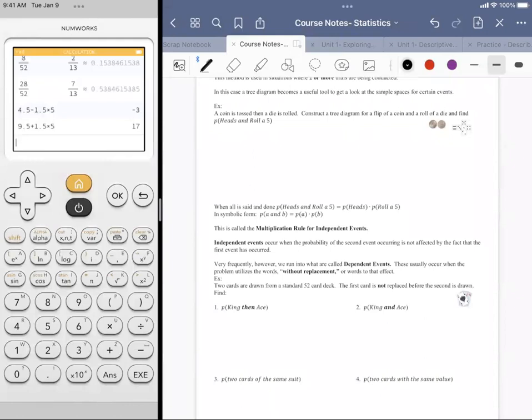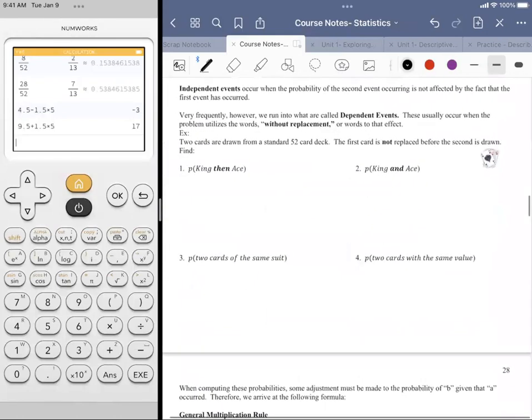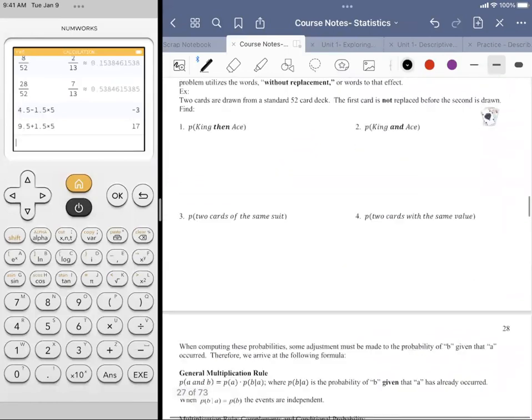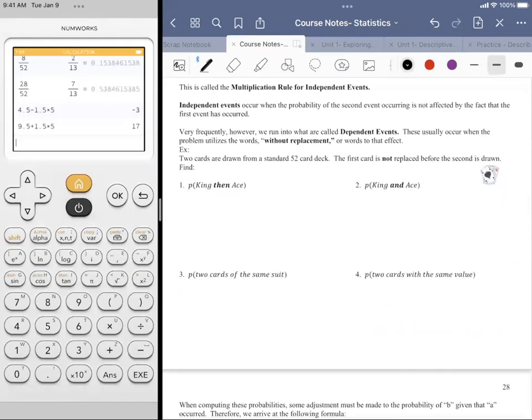So we just focus on the approach. So I'll just show you. Maybe, you know what, I'll do all four of these, right? Because they kind of lead into each other, so it's kind of plucking stuff out of thin air. It's probably not the best idea. All right, but if you're looking at two cards drawn from a standard 52 card deck, so just thinking about the image on the previous page, the first card is not replaced before the second card is drawn.